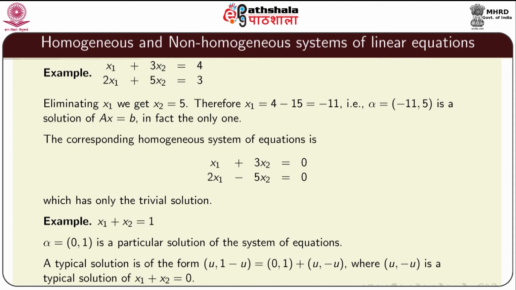Next example, once again 0 comma 1, call it alpha, is a particular solution of the system of equations, and a typical solution of the corresponding homogeneous system, which is x1 plus x2 equal to 0, would be u comma minus u. Therefore, by the previous theorem, a typical solution of the given system of equations would be of the form 0 comma 1 plus a typical solution of the corresponding homogeneous system, that is u comma minus u, and therefore, it is of the form u comma 1 minus u, which is of course easy to see from the equation itself.